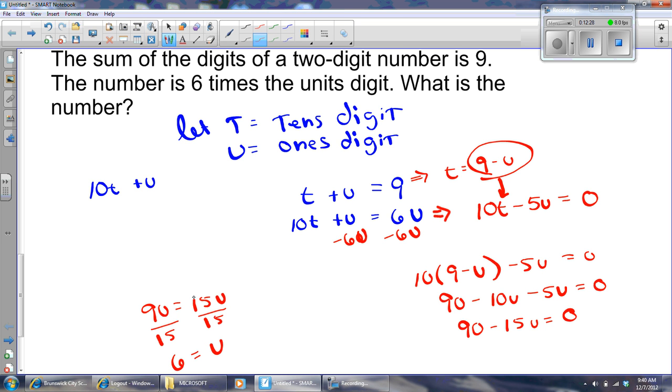Well, if the units digit is 6, then the tens digit must be 3. Yeah. No, something's wrong. Yeah, no, that's right. Okay, so then the t is going to equal 3. And so my number is 36. Now let's check it. What's 6 times the ones digit? 6 times 6, 36. And there we go. It's equal.